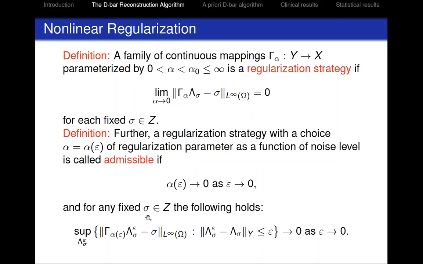And again, for any fixed solution sigma, we have that the supremum over all of these noisy maps with noise level epsilon, that's the data, of our regularized solution applied to that data minus sigma, the L infinity norm, goes to 0 as epsilon goes to 0. And this is just a bound on the noise in the data here.